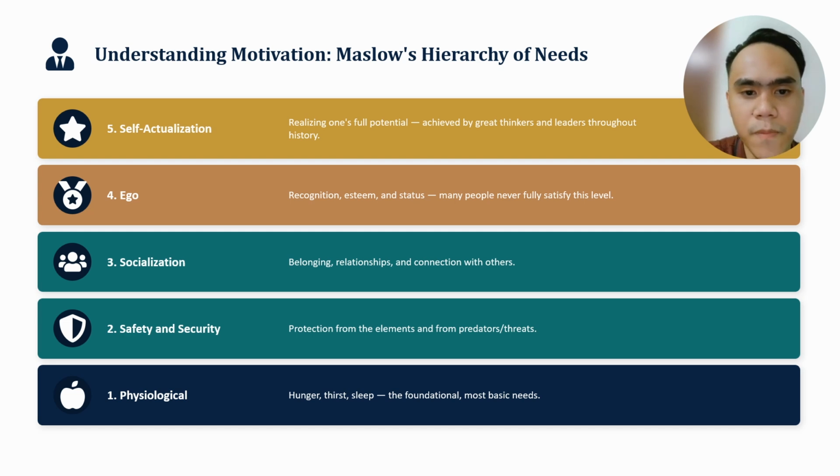Starting from the bottom, level one is physiological: the hunger, the thirst, the sleep, the most foundational biological needs. Level two is safety and security: protection from the elements and from predators, or in the modern workplace sense, job security and physical safety. Level three is socialization: belonging, relationships, connection with others, feeling part of a group. Level four is ego: recognition, esteem, status. And level five at the top is self-actualization, realizing one's full potential.